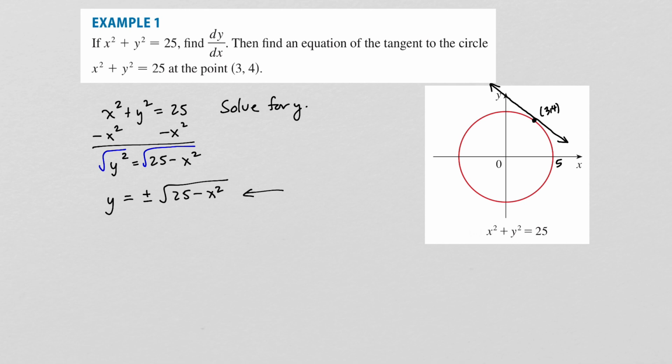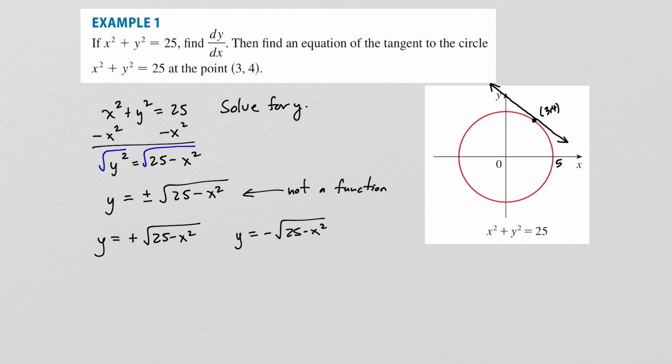Now, one problem with this is that it is not a function, because a function can only give you a single value when you plug in a value of x. And this gives us two values because we have plus or minus. So what's happening here is there are two functions. We have the positive square root of 25 minus x squared, and we have the negative square root of 25 minus x squared.